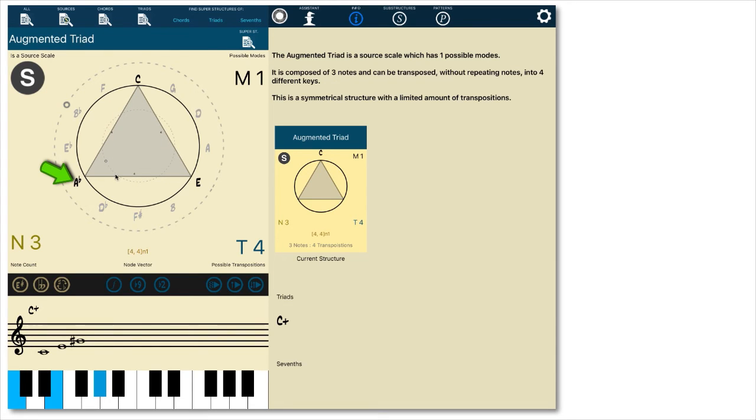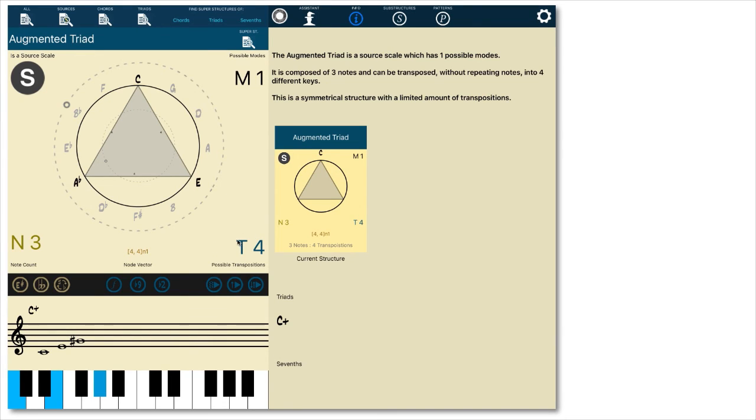The vertex in A flat moves to C. The one in C moves to E, and the one in E goes to A flat. Exactly the same notes. So there's only 1 possible mode. That implies that there are less possible transpositions.